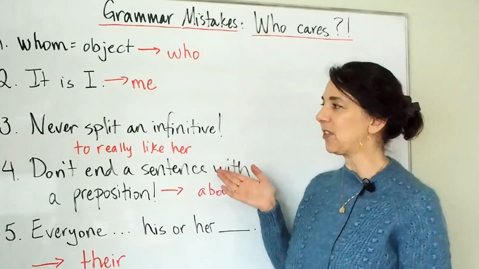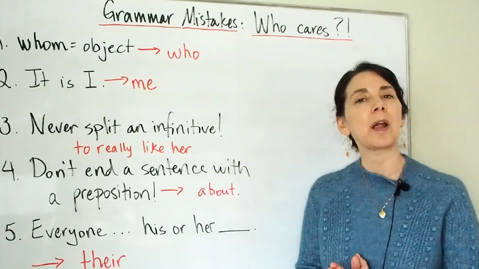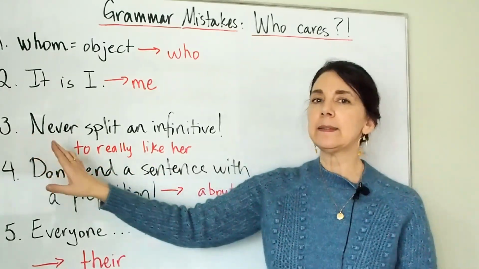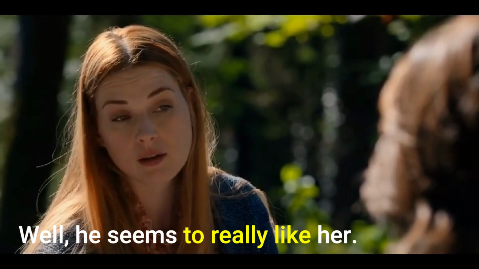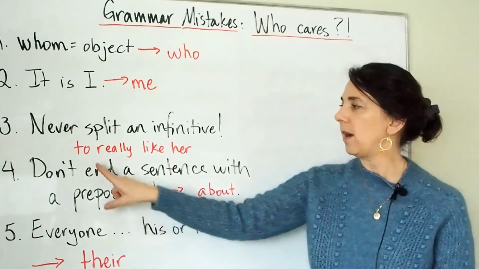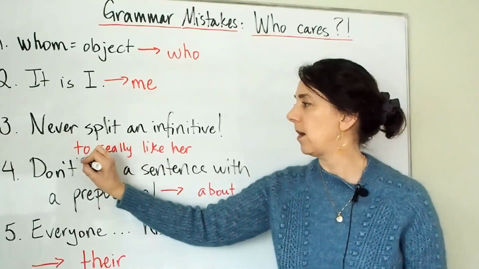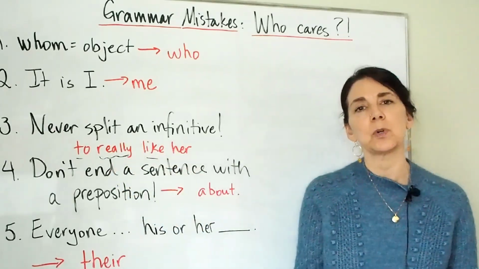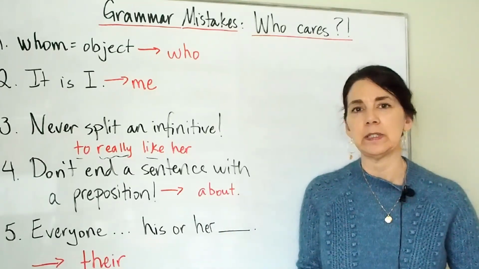Okay, next, number 3, never split an infinitive. That's the prescriptive grammar rule. What does that mean? For example, we can say, he seems to like her really. Well, he seems to really like her. What happened here? We have the infinitive verb, right? To like. And when we have the infinitive to like, we should never put this word in the middle. We should never split an infinitive.